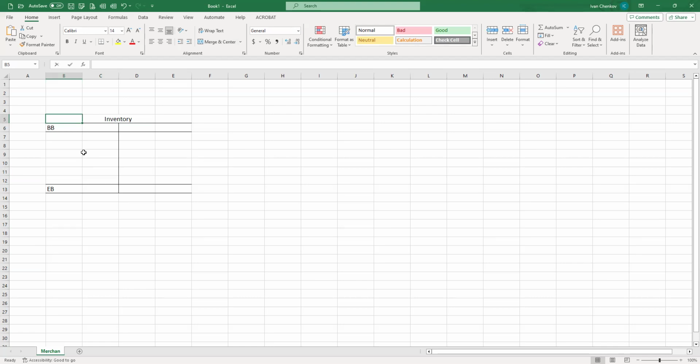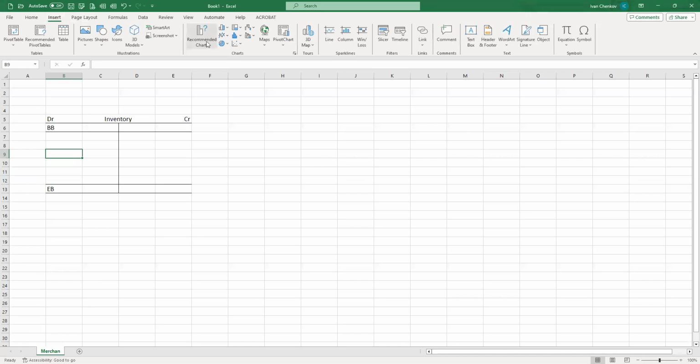On the left side, we're going to have our debits. On the right side, we're going to have our credits. That's your T account. Very simple. Inventory, because only one account, merchandising inventory. That's all. So again, in order to sell something, what do we have to do? We need to purchase those. So let's purchase them. Let me insert some of those fancy shapes here.